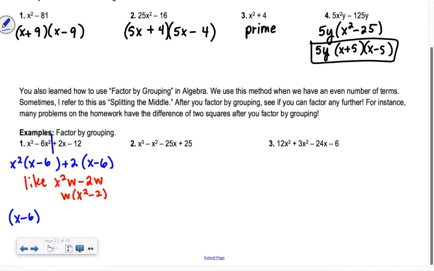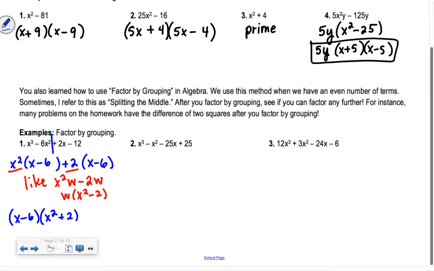Do I write it twice? No, I write it one time. It's a GCF. I pulled that x minus 6 to the front. The part that was left is x squared plus 2. So I'm going to have x squared plus 2 left, like that. Do you guys understand what we just did there? So I have the entire x minus 6 in common for both of them. So I pull the entire x minus 6 to the front, and I write what's left, x squared plus 2.